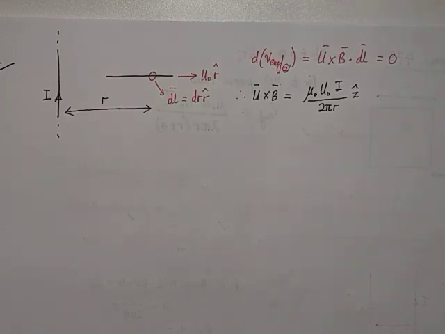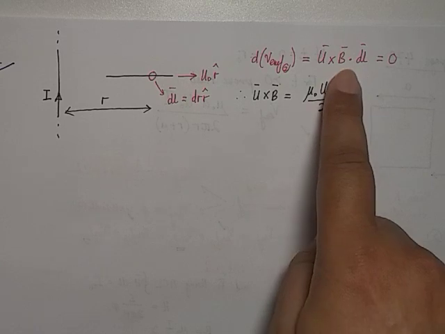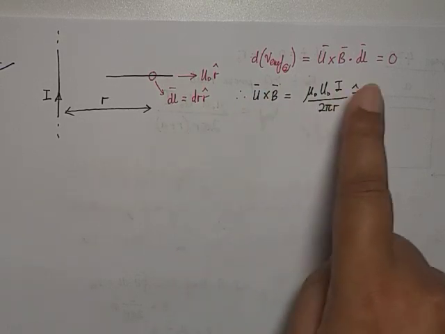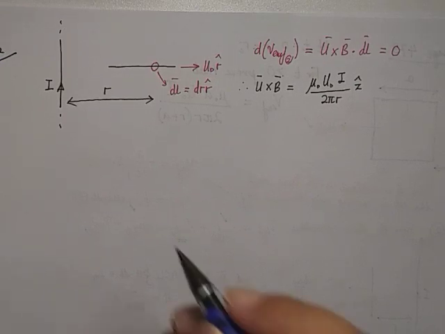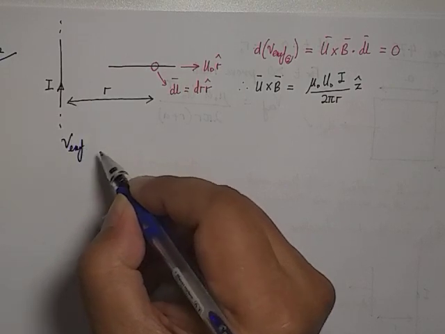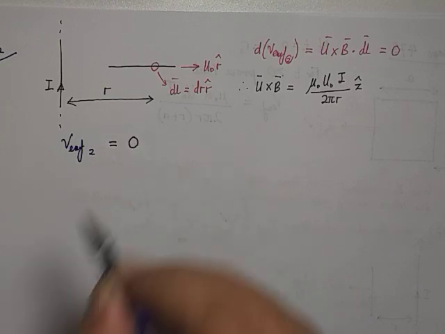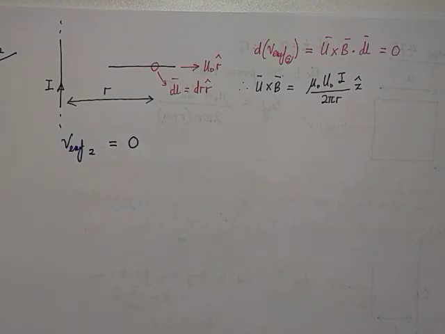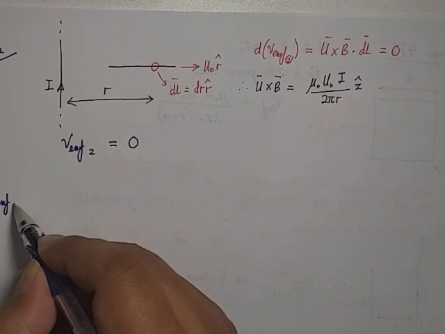Okay, due to that argument, the dot product of z dot with r will give us 0. So the 0 comes from the dot product reasoning. So now what we can conclude is that VEMF number 2 is going to be equal to 0. Okay, so I'm going to do the VEMF number 3 now.